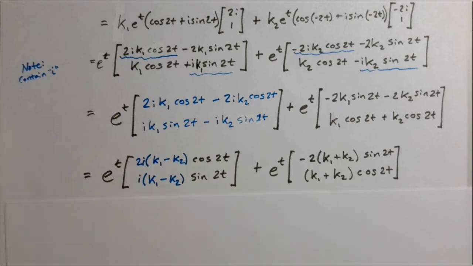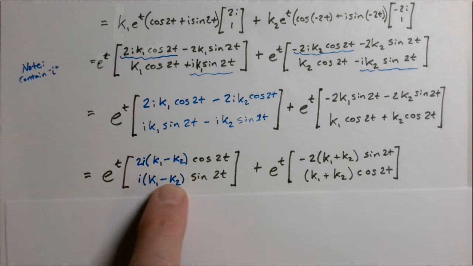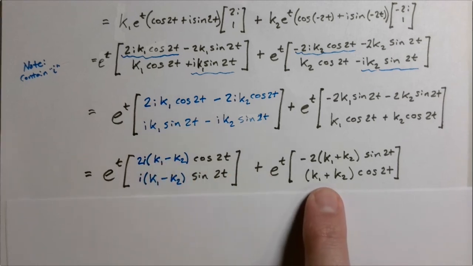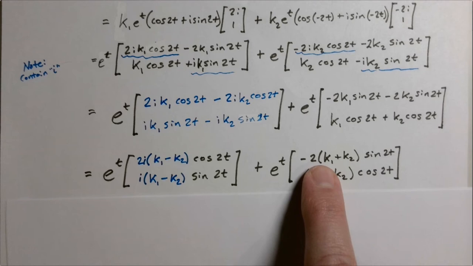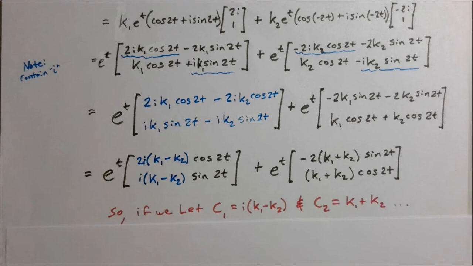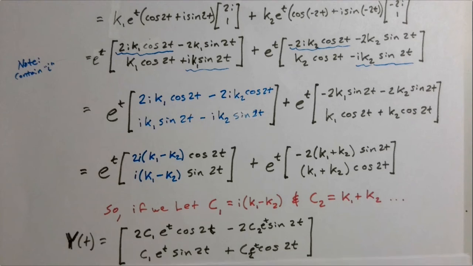And this is where the magic happens, when we get to say i is a constant, k1 and k2 are constants, so this thing right here is just some constant, and this is 2 times it. And over here, whatever k1 and k2 are, that's just a constant, and this is negative 2 times that. So the tricky move that we make is if we let constant 1 equal i times k1 minus k2, and constant 2, I'm just going to use c here, if c2 is k1 plus k2, then this top is negative 2 times it. We wind up with this as our general solution.